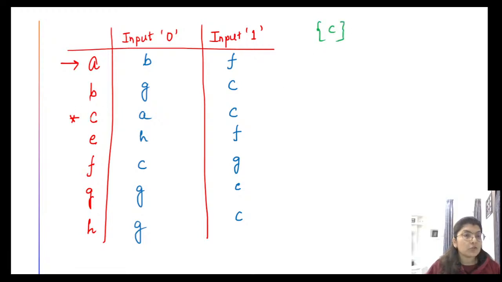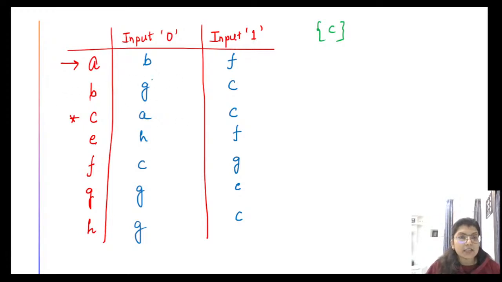Meaning if you have 2 or 3 final states, the final states will all be kept together in one partition. In our question, we have only one single final state, so we will keep it in one partition. Now let's talk about the rest.